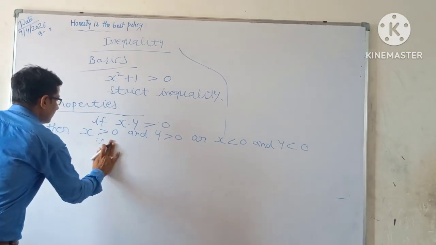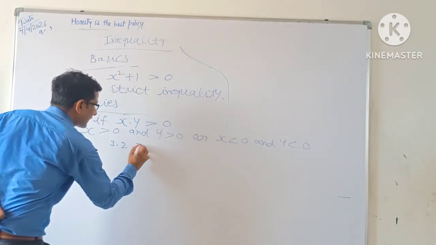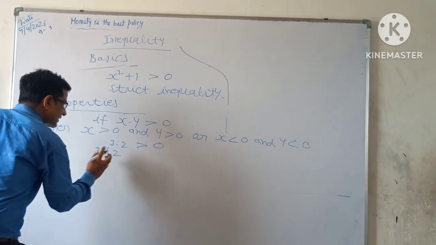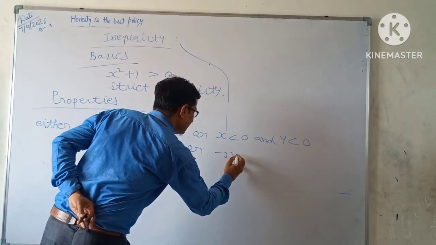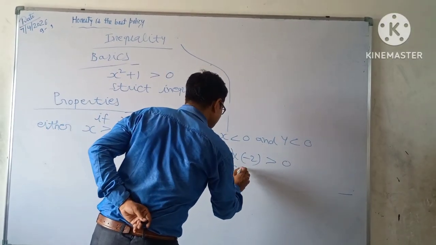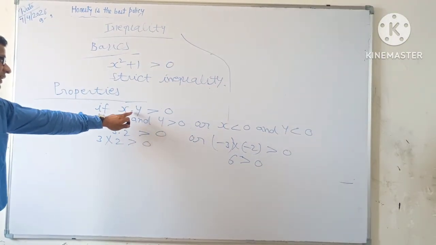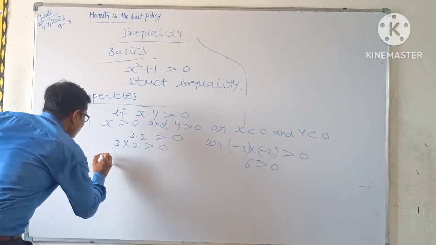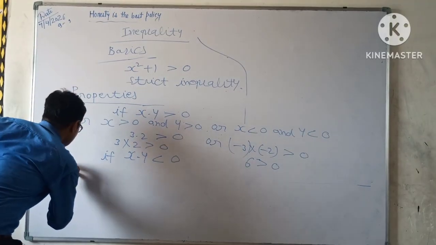It is very clear, let me explain. For example, if we take 3 into 2 greater than 0, both are positive, it is true. And if we take both negative, like minus 3 into minus 2, then again it is true, because we will get 6, which is greater than 0. So if x into y is greater than 0, then either both are positive or both are negative.